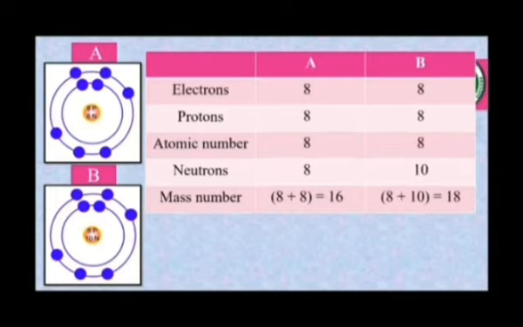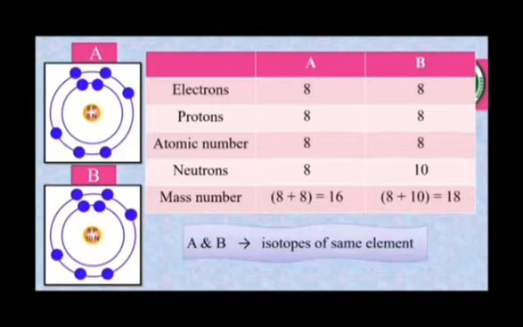You have seen here atomic number is the same, 8 and 8, but mass number is different, 16 and 18. So it means these both structures A and B are the isotopes of the same element.